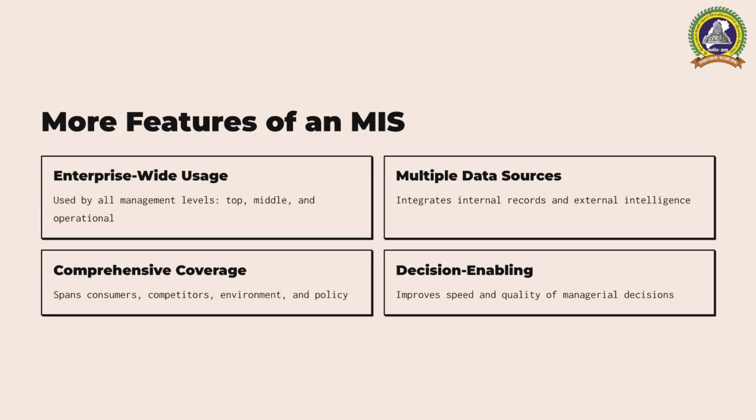Now, seventh, it collects all types of marketing information. It's not limited to one area. It gathers data about customers, competitors, the broader marketing environment, government policies and more. It then supplies all of this to the marketing managers. And this all leads to the final and the most important feature: an MIS helps in decision making. By supplying up-to-date and accurate information, it empowers marketing managers to take quick and right decisions. This is a significant competitive advantage.